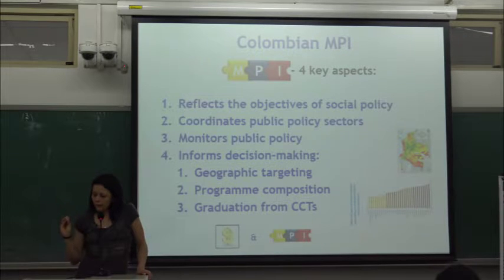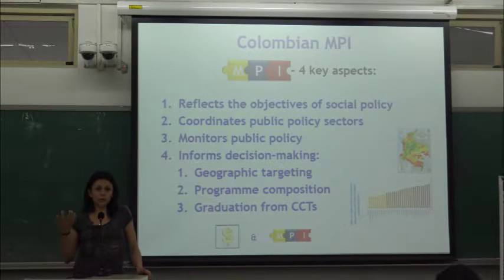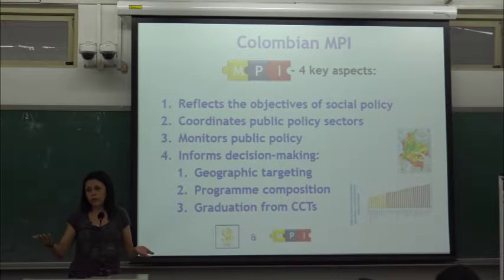So there are applications of the results of the MPI in order to do geographic targeting. Program compositions of the CCTs depend to some extent on how the indicators are behaving. And also, it's a way to graduate from the CCTs, because one of the problems that we used to have is that people are in the conditional cash transfer forever. But now, if you are not multidimensionally poor and fulfill different criteria, you exit the program because you don't need it.